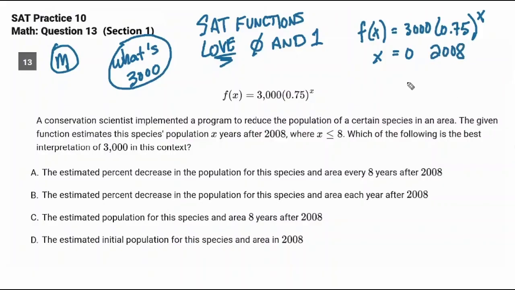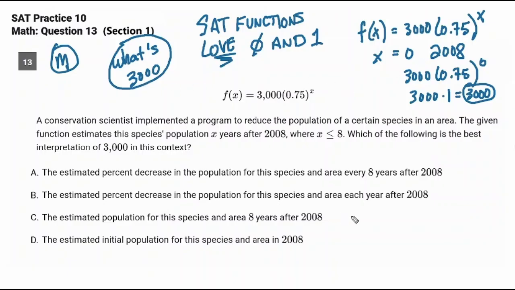And what's going to happen? Let's run it. So it's 3000 times 0.75 to the what? To the 0. What's anything to the 0 power? It's 1. So it's 3000 times 1, and that's 3000. All right, so what's going on in 2008? 3,000. What's 3,000? It's 2008.